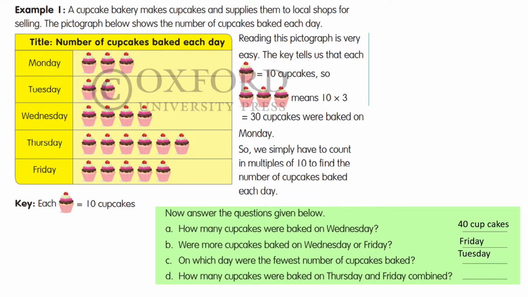How many cupcakes were baked on Thursday and Friday combined? Friday, as we discussed, they baked 50 cupcakes. And Thursday, they baked more. They baked 60 cupcakes. So 60 plus 50 is equal to 110.